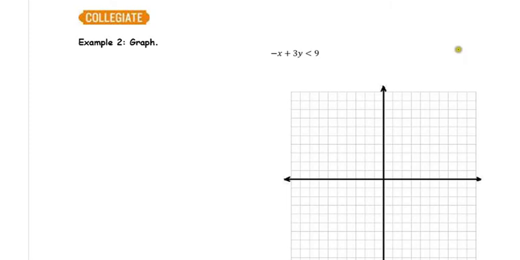So if I look at example 2, I'm asked to graph the inequality negative x plus 3y is less than 9. Now, never before have I been asked to graph an inequality. I know that if I were asked to graph an equation, I would want to put this in slope-intercept form. Again, that stays true. So the first thing I want to do is solve for y, put this in slope-intercept form. I'm going to say negative x plus 3y is less than 9. I need to solve for y first. Very important. I'm going to add x to both sides.